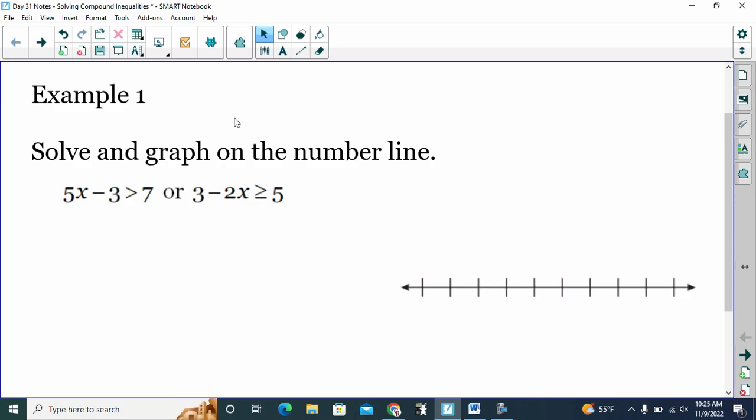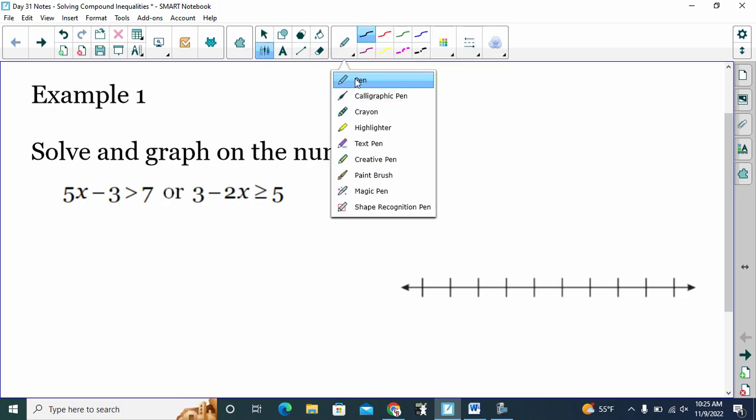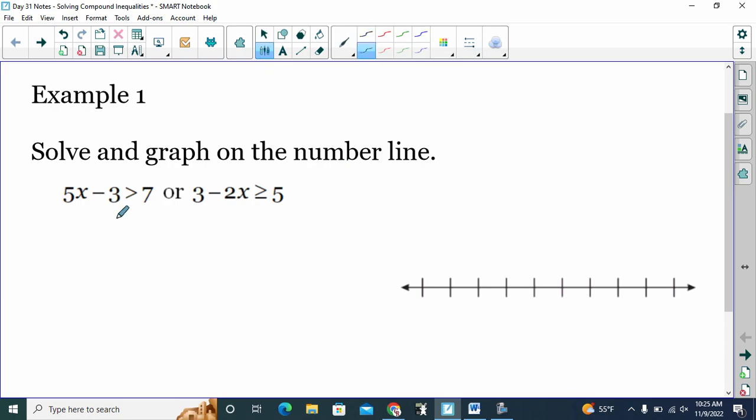The first thing we need to do on both sides is to add 3. So we add 3 to both sides, giving us 5x is greater than 10. Divide both sides by 5. Gives us x is greater than 2. And then we're going to solve this one over here.